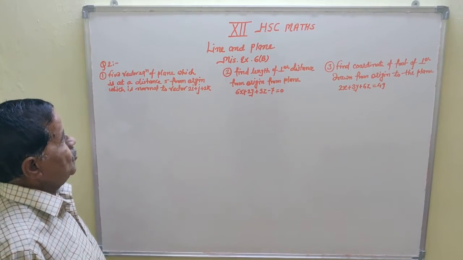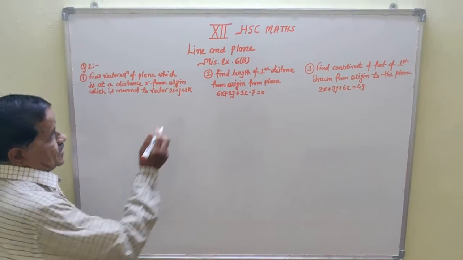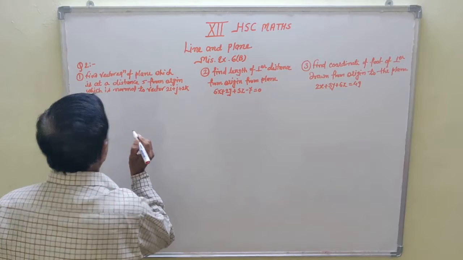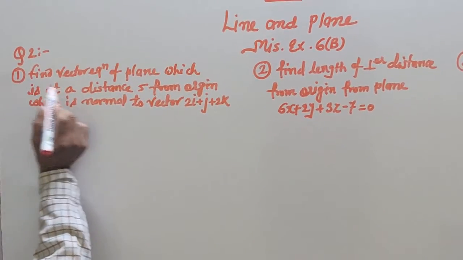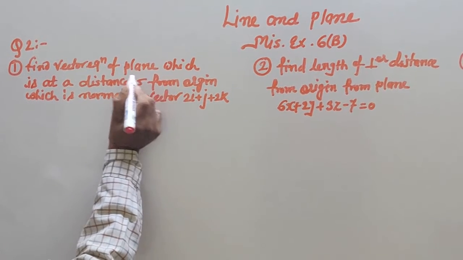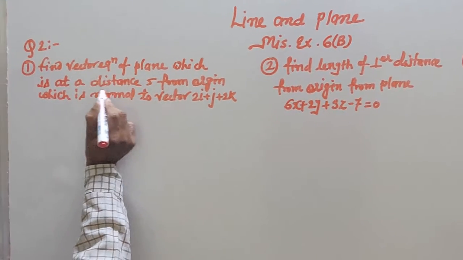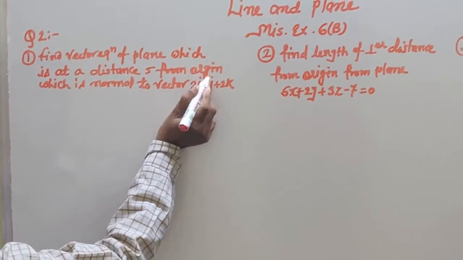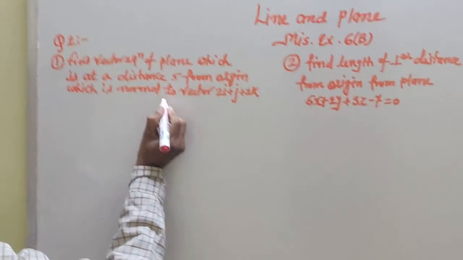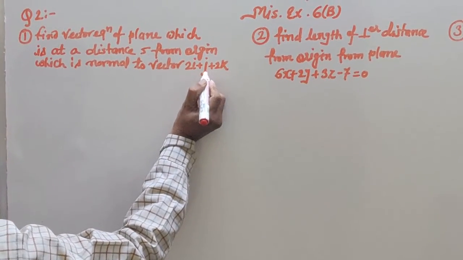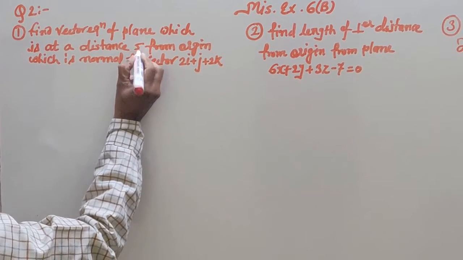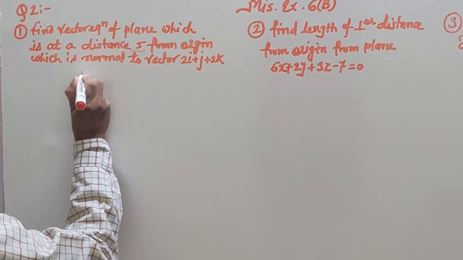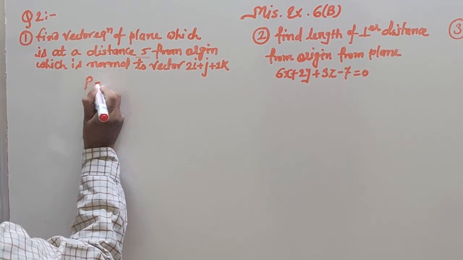We are going to solve line and plane miscellaneous exercise 6b question number 2. The first question is: find the vector equation of the plane which is at a distance of 5 units from the origin, and which is normal to the vector 2i plus j plus 2k. A distance of 5 means what is the value of p? p is equal to 5.